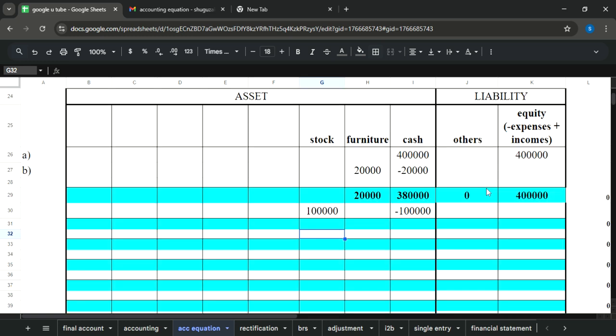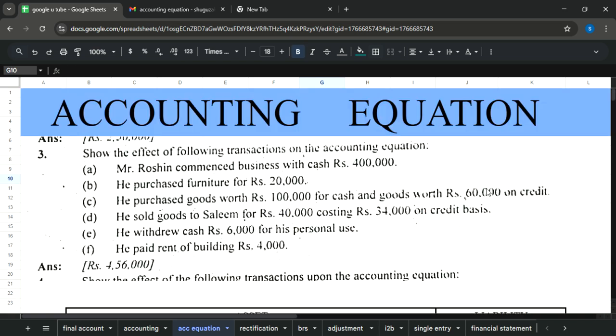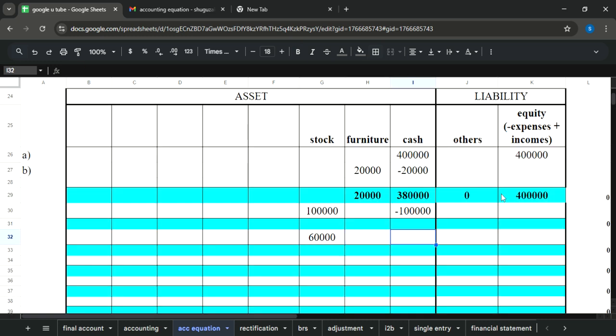So again, increase in stock 60,000. But there is very interesting thing now. You have bought these goods on credit. Cash is not paid. So the person from whom you have bought these commodities on credit is your liability. The person to whom you will pay this amount is your liability. That person is creditor. So liability will be increased by 60,000. Since it is increased, you will put plus sign.